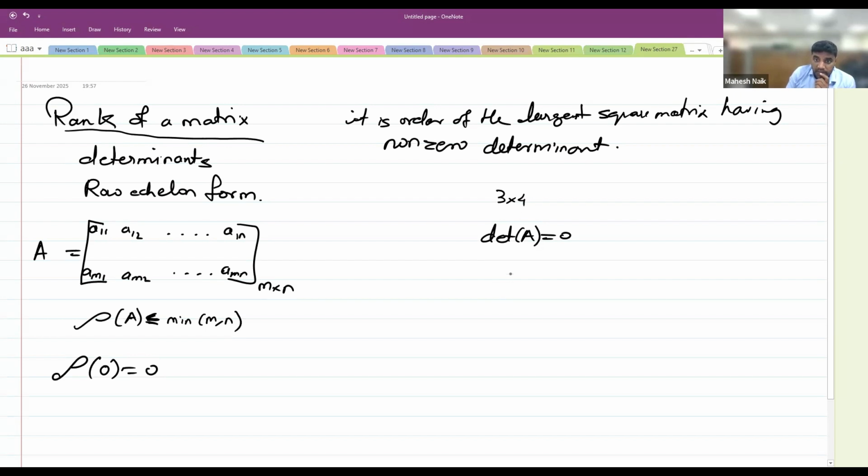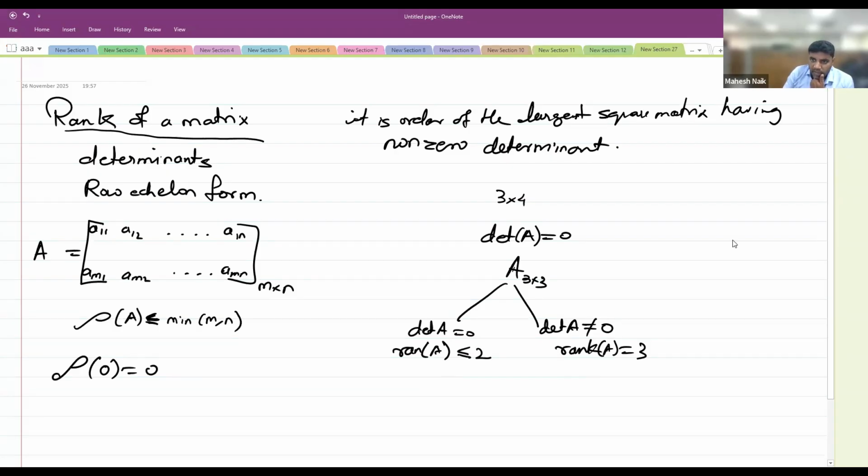So let's take a matrix A of order 3x3. There are two possibilities. Either the determinant of this matrix is equal to 0 or it is not equal to 0. If it is not equal to 0, then rank of A will be 3. Otherwise, the rank of this matrix will be strictly lesser than 3, which means it will be lesser than or equal to 2.